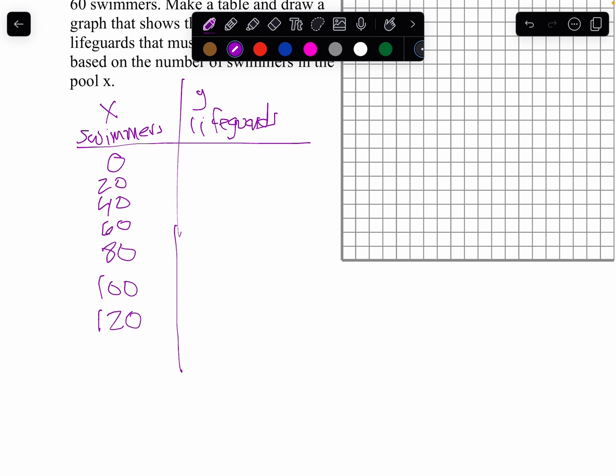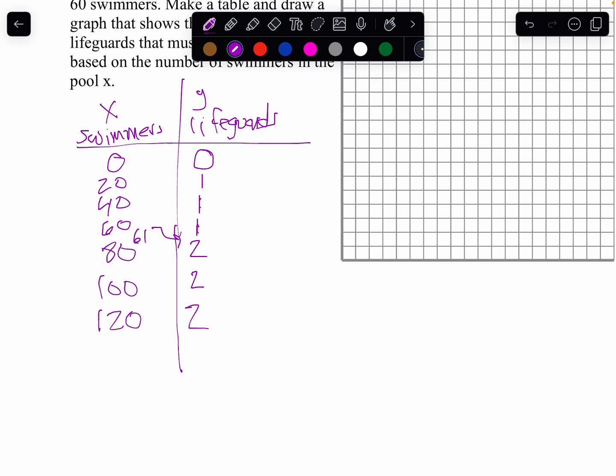Okay. If I have no swimmers, hopefully I shouldn't need a lifeguard, should I? 0, 0. 20 swimmers, I'll need one lifeguard. 40 swimmers, I'll need one lifeguard. 60 swimmers, I'll need one lifeguard. Then it jumps, when I get to 80, then I'm up to 2 lifeguards. Actually, when I get to 61, I should be at 2 lifeguards, shouldn't I? Okay, 100 is still at 2 lifeguards, and 120, I'm still at 2 lifeguards.